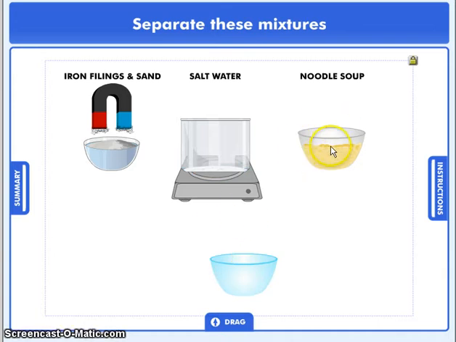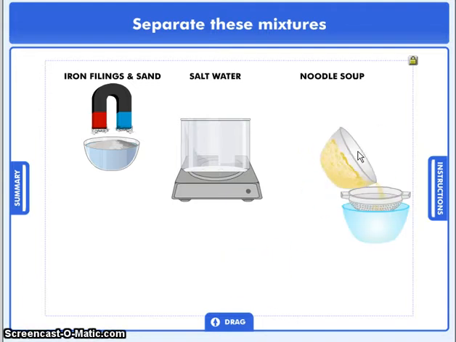The last one I think is really funny, chicken noodle soup. If you want to separate out the mixture of chicken noodle soup, you simply pour it through a strainer, and that separates out your noodles from the soup portion.